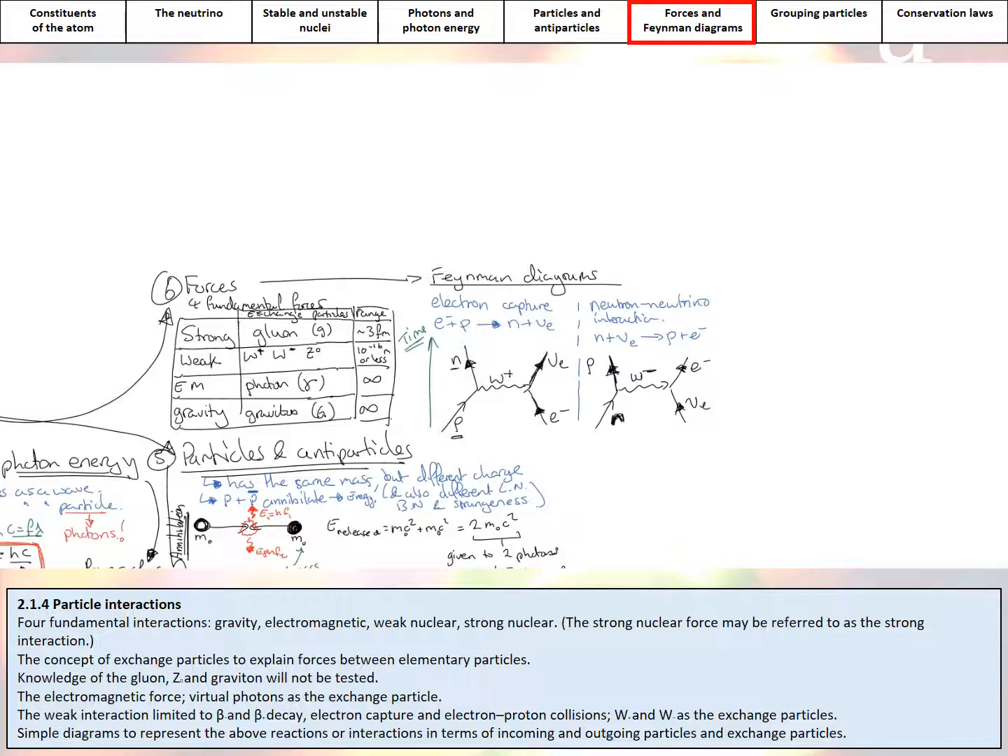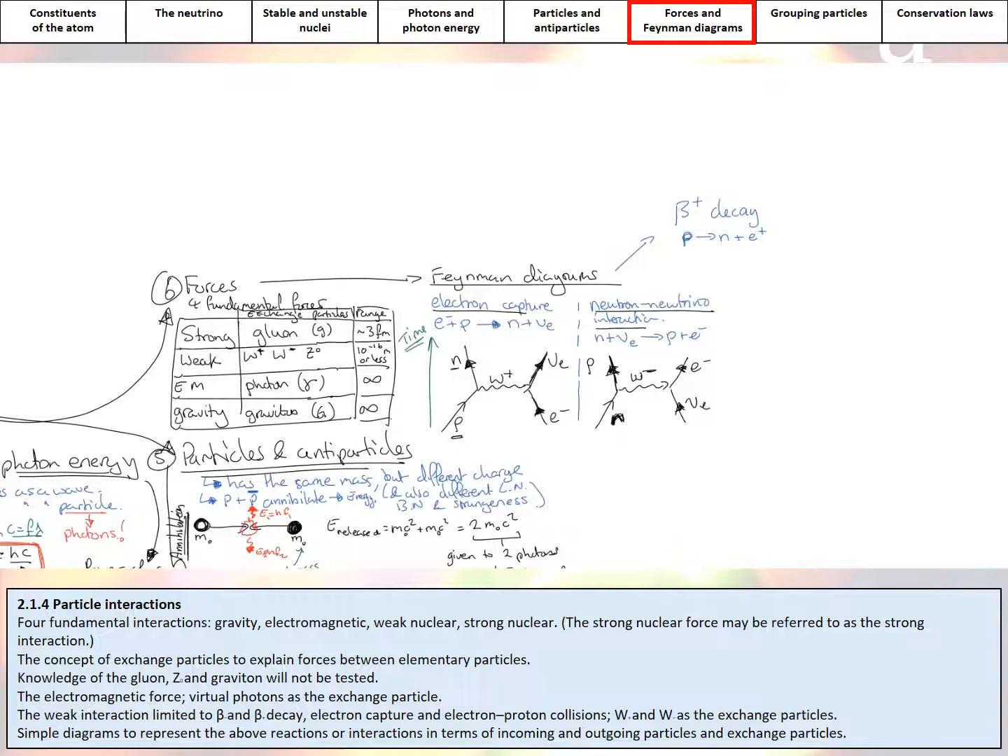As well as beta decay, you can have yet another decay. So we've got electron capture, neutron-neutrino interaction, and we can do the opposite of beta decay. And we can do beta plus decay. And a beta plus particle is a positive electron or positron. So what happens here? We start off with a proton this time instead of a neutron. The proton decays into a neutron and a positron.